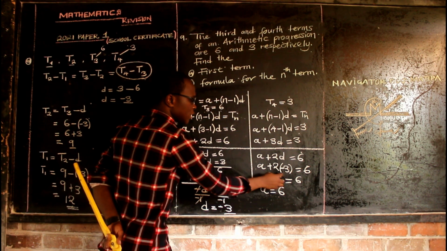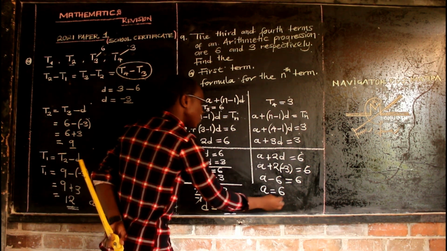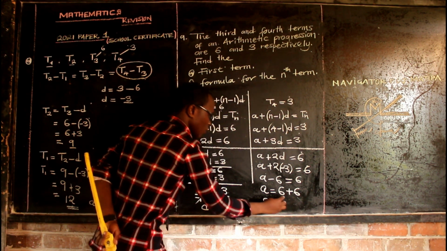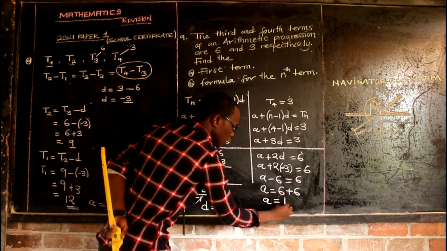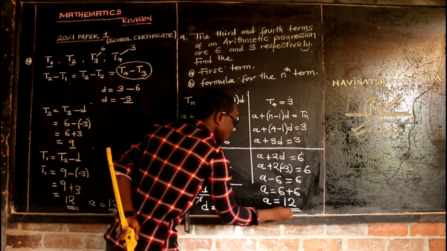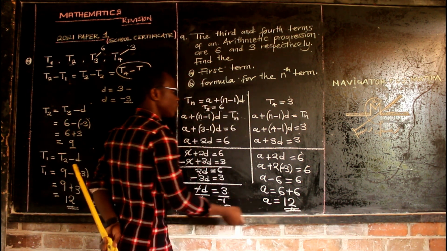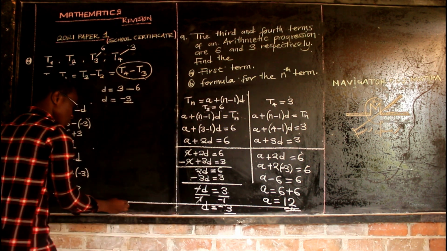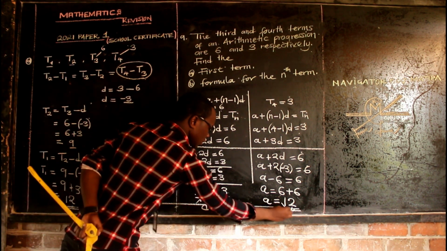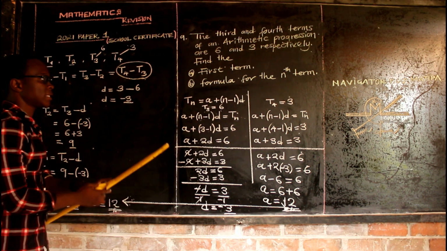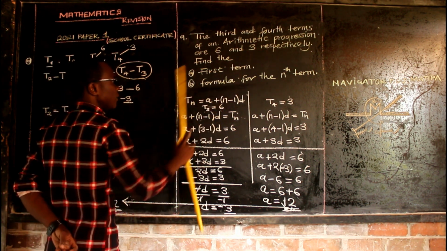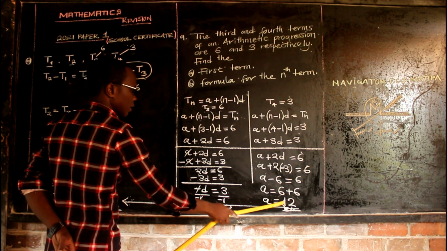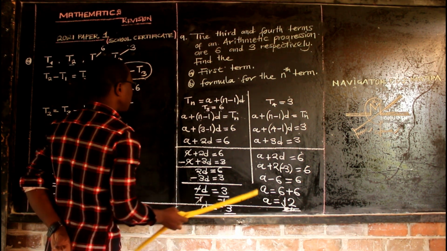When you transpose this negative 6 to the other side, it becomes positive 6. So you say a is equal to 6 plus 6, you obtain 12. So this 12 is our first term. This is our answer. So the first term is A, which is 12 in this case.